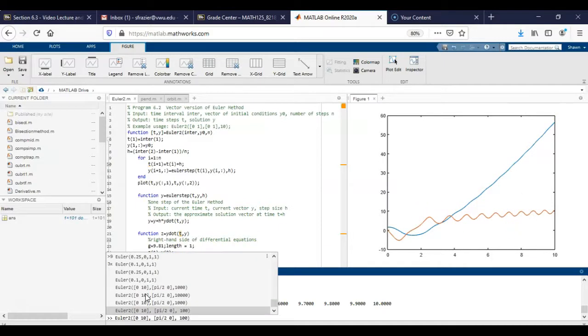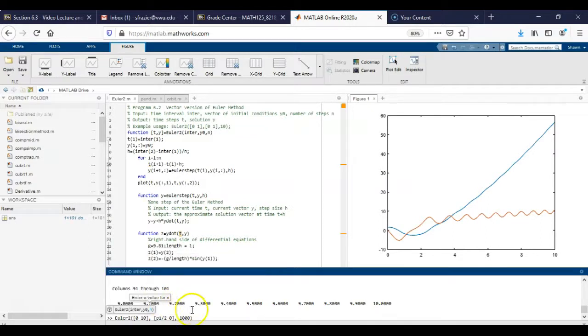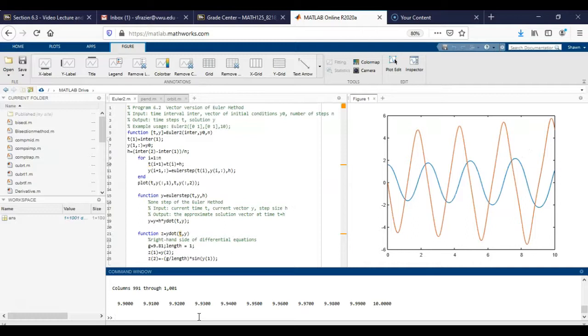Let's try another one. Let's say h is 0.01, so we would have 10 times as many steps. That gives us a better indication. So the angle, here the blue curve is our angle. You can see that the angle starts at pi over 2, which is 1.57 or so, and then swings back and forth through 0 to negative pi over 2, and so forth. However, you can see some slight increase in the angle.